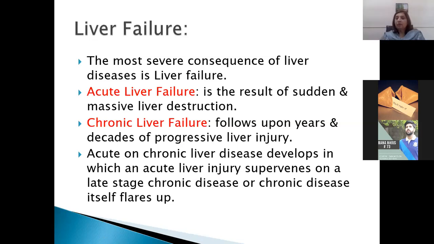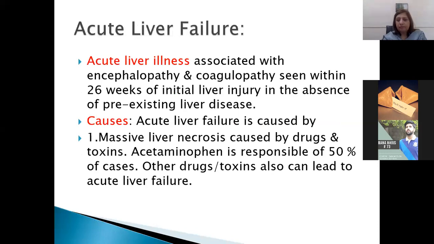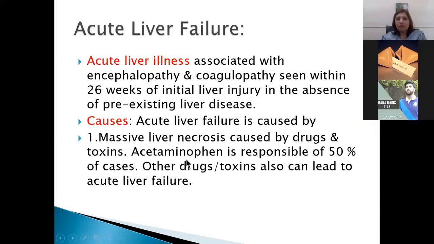First, we are going to start with the liver failure. Liver failure can be acute liver failure or chronic liver failure. Acute liver failure is a result of sudden and massive liver destruction. The liver is going to be destroyed by certain factors, and the most important one can be acute massive liver necrosis caused by drugs, and this can be acetaminophen, which is responsible for 50% of cases of acute liver failure.